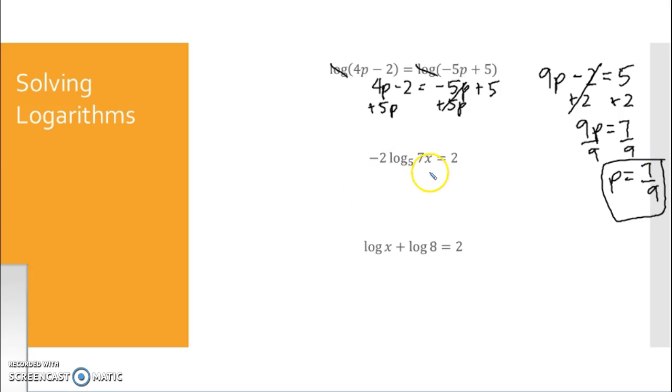Right, for the second one, I've got just the log and my variables inside, so I'm going to have to put it in exponential to be able to solve. Negative 2, so I'm going to divide both sides by negative 2, and we get log base 5 of 7x equals negative 1. So now I'm going to write it as an exponential, so 5 to the negative 1 equals 7x. Okay, divide by 7. Now, I could write 5 to the negative 1 as 1/5 or use the calculator.